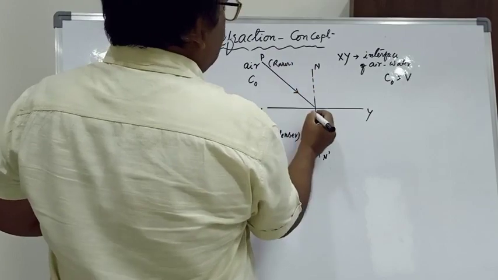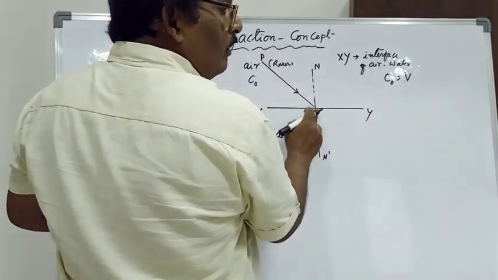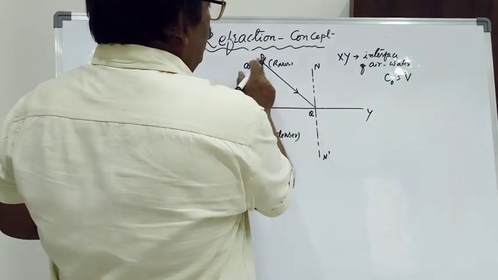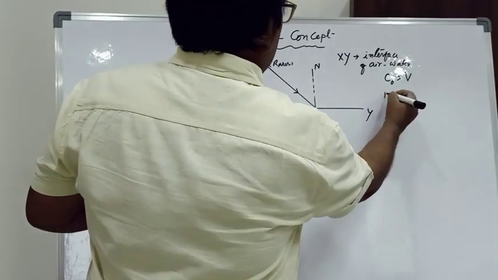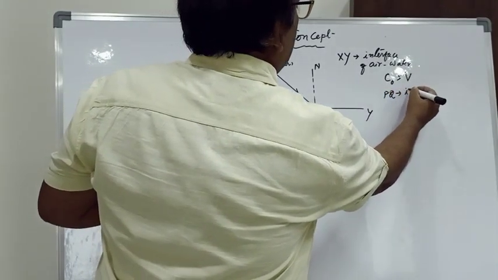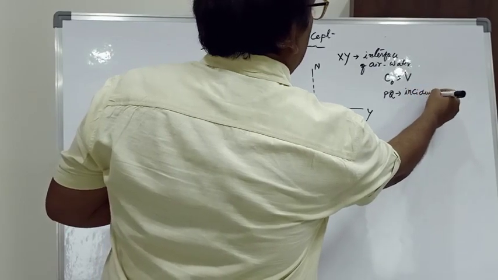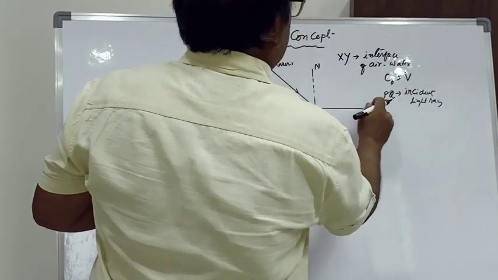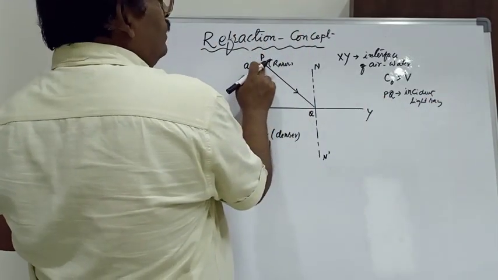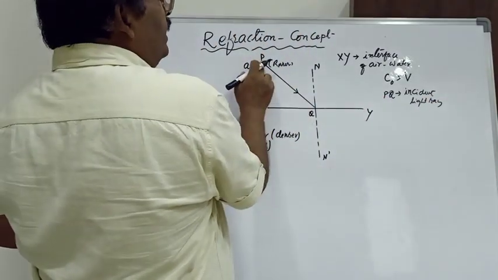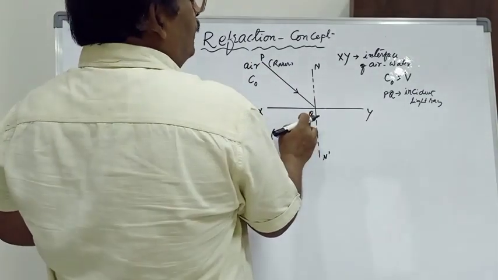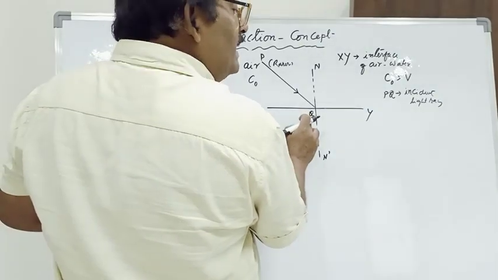So now PQ is called the incident light ray, and Q is called the point of incidence. Of course, P is called the source of light. Light is now proceeding from the source of light and is incident at point Q on this surface. Hence, Q is called the point of incidence.